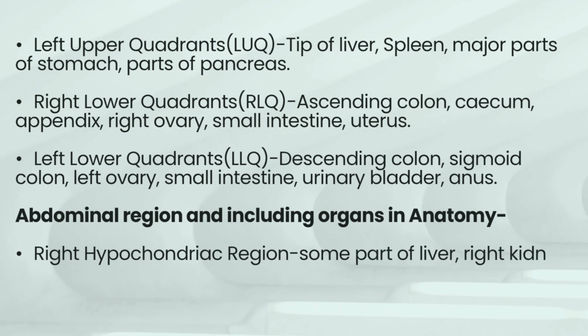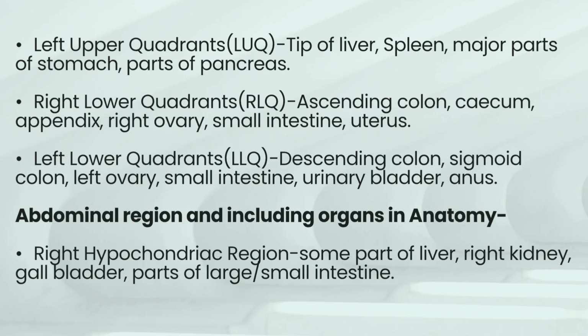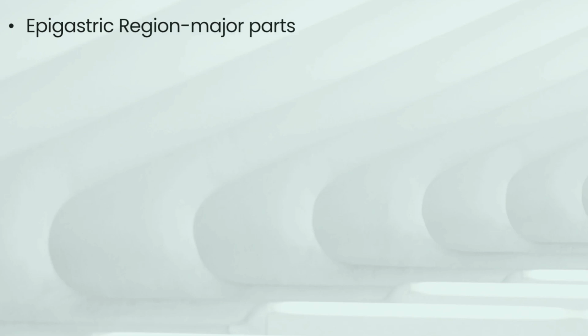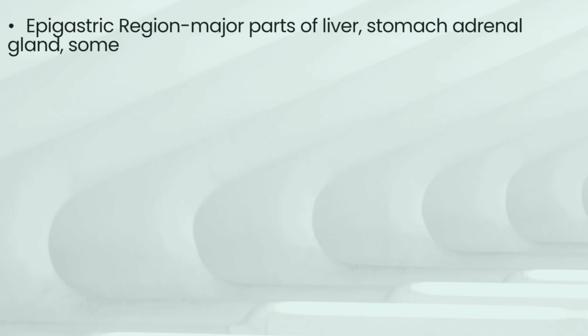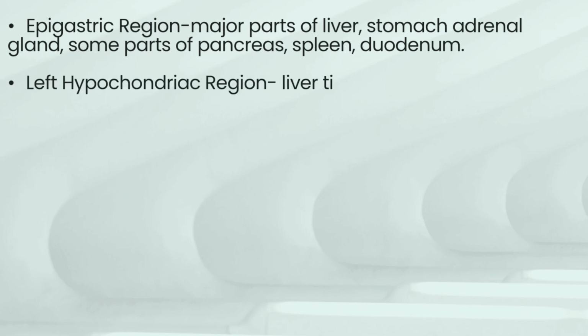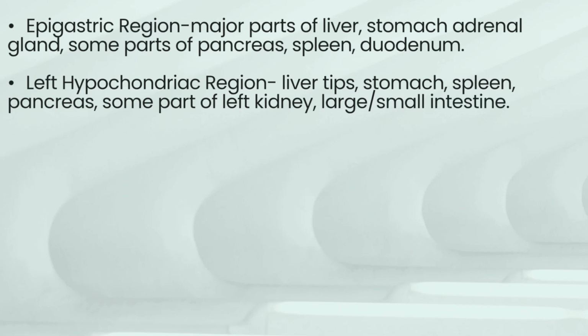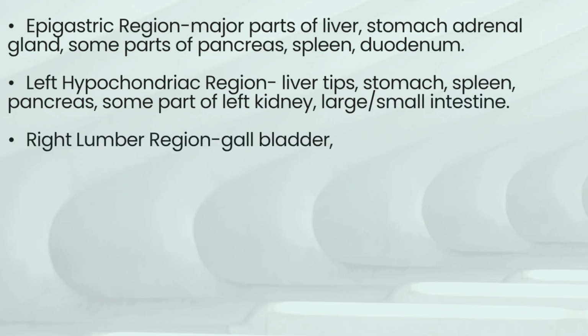Abdominal regions and including organs in anatomy. Right hypochondriac region: some part of liver, right kidney, gallbladder, parts of large and small intestine. Epigastric region: major parts of liver, stomach, adrenal gland, some parts of pancreas, spleen, duodenum. Left hypochondriac region: liver tips, stomach, spleen, pancreas, some part of left kidney, large and small intestine.